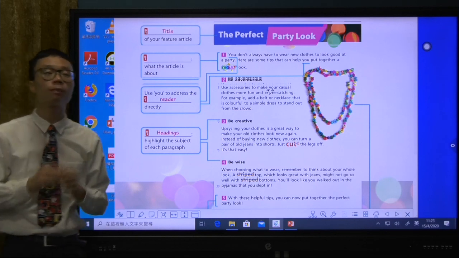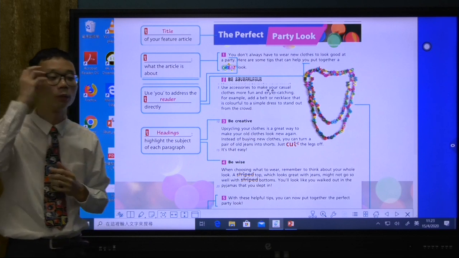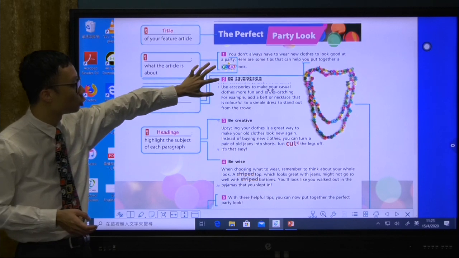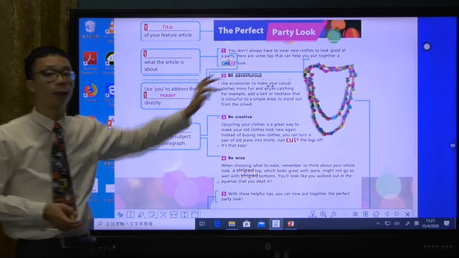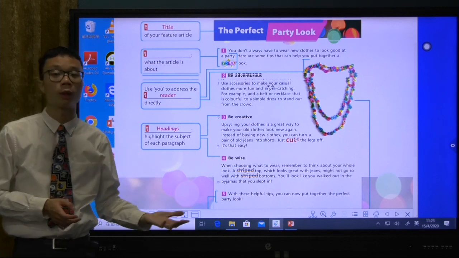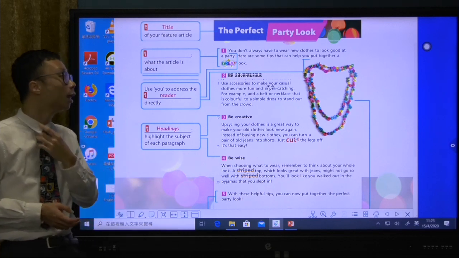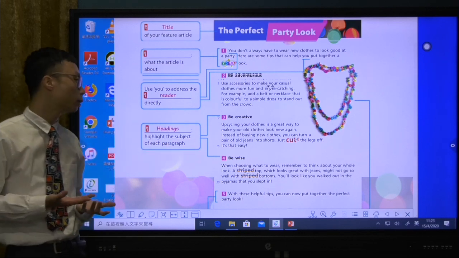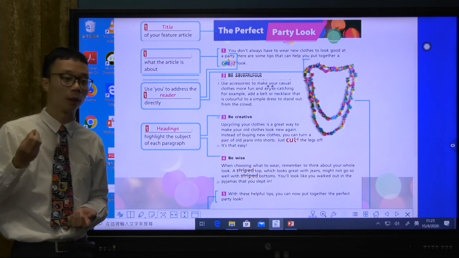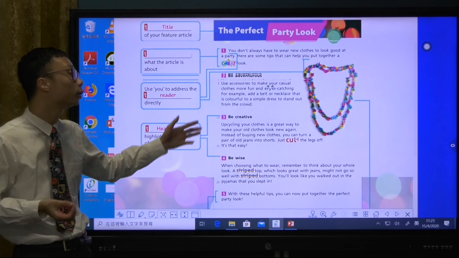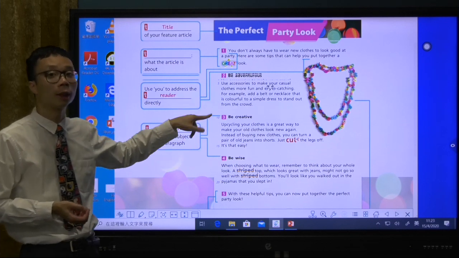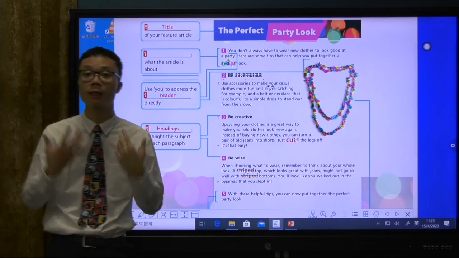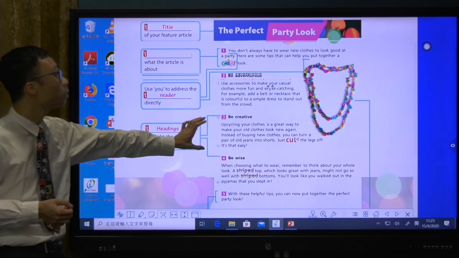Say even if I'm too busy to read the entire article, or I'm just looking for a specific thing, something that really stands out, you put the heading right here. It helps your reader know that the entire article is talking about being creative, so they know what to expect. So headings help your reader understand what you are trying to say in this paragraph.